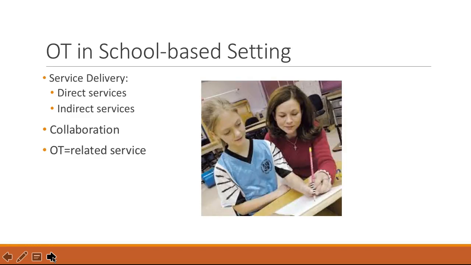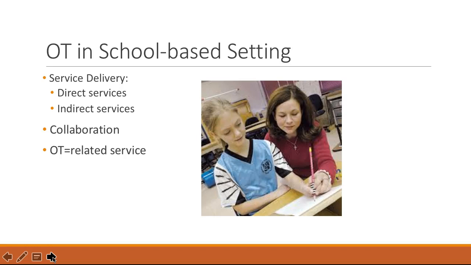There are a wide variety of service delivery methods within the school-based setting, but they're broadly organized under direct services or indirect services. Direct services include an OT working one-on-one with a student, providing services in small groups, or providing services in large groups. These services can take place in a number of settings, including in the classroom, on the playground at recess, in the lunchroom, or in a therapy room.